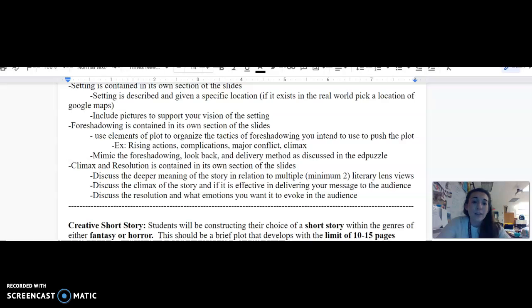You need to discuss the climax of the story and if it is effective in delivering your message to the audience. So every story has a message. You want to make sure that the message that you send to your audience is clear. Discuss the resolution and what emotions you want to evoke in the audience. Every story should evoke some kind of emotion, whether it is to make the audience laugh or laugh at themselves. It could be some form of discomfort, which a lot of Stephen King stories are about causing. It could even be just an emotional journey for your audience as a whole.